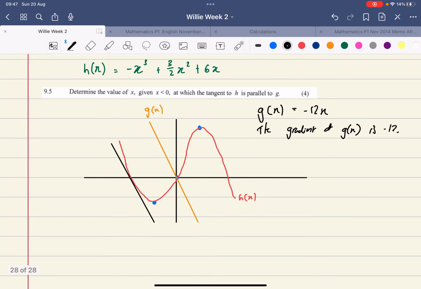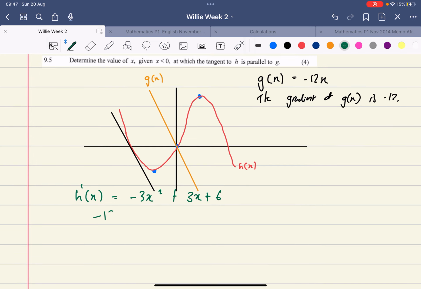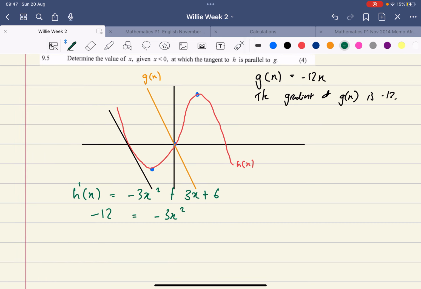Well, we know that a tangent line is described by the derivative. So h prime of x is equal to minus 3x squared plus 3x plus 6. Okay, so that's the derivative function. And we need to find at which x value h prime of x is equal to minus 12. So minus 12 is equal to minus 3x squared plus 3x plus 6.